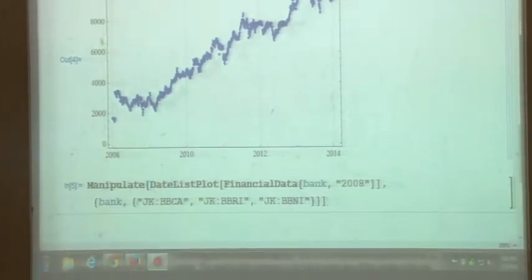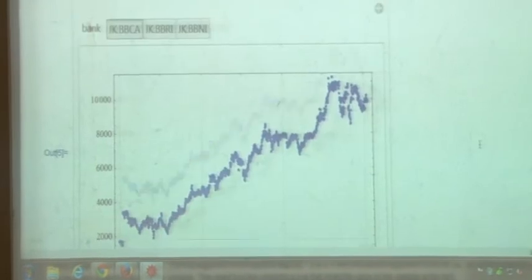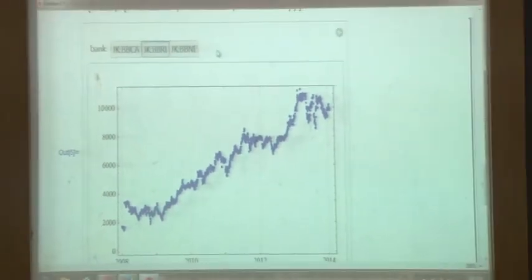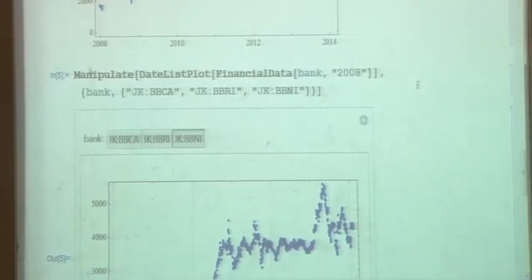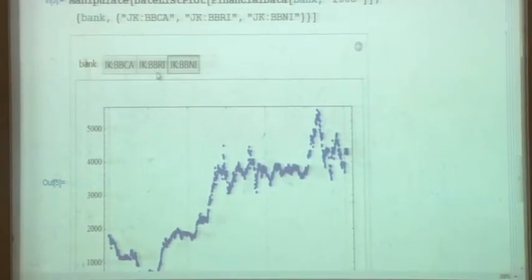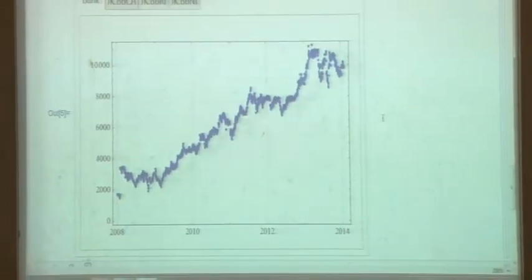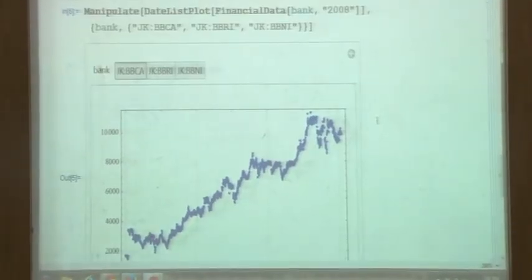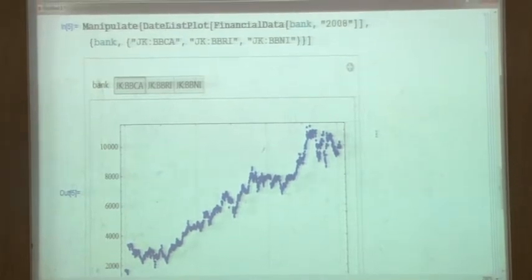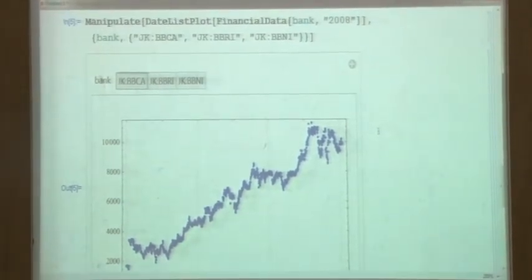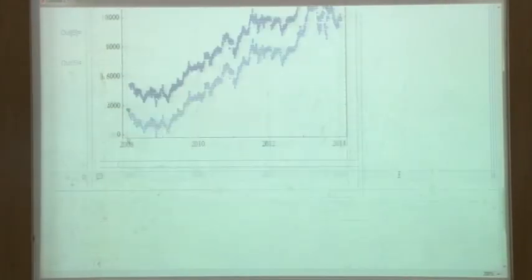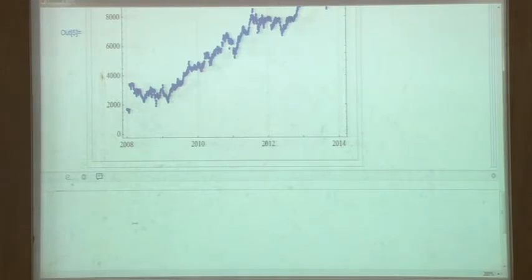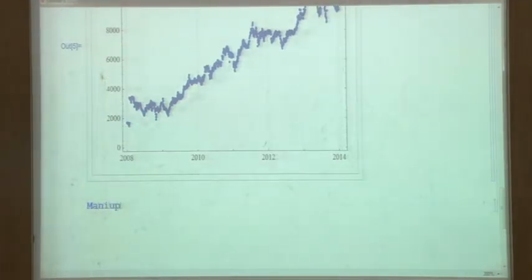Yes, so now when I press Shift Enter, you see what happens? I got this. Try to do this in MATLAB. Good luck. I mean, this is just a very basic example for finance, but you can think of thousands of applications: for physics, for forestry, for whatever. Even, let me show you another example. You can just use Manipulate here for plotting trigonometric functions.